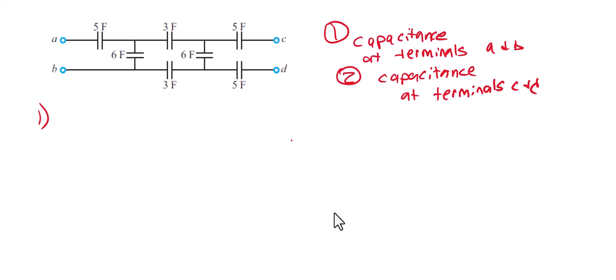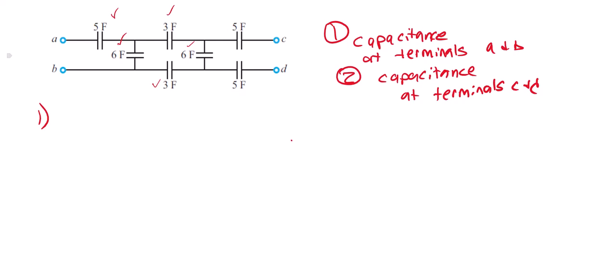So when I'm looking from the point of view of A and B, I would think about having maybe some sort of source between A and B. And if I had a source between A and B, I can see that this capacitor is in play, and this capacitor is in play, and this one, and this one, and this one. But these two are open. And so if I had a source there, those two would not participate in giving me any more capacitance.